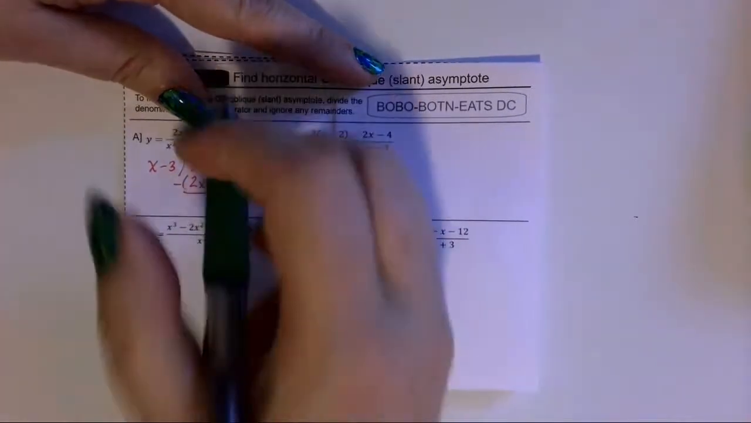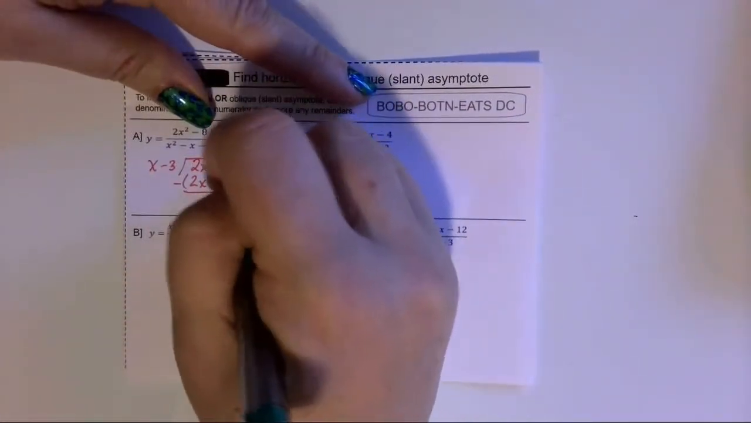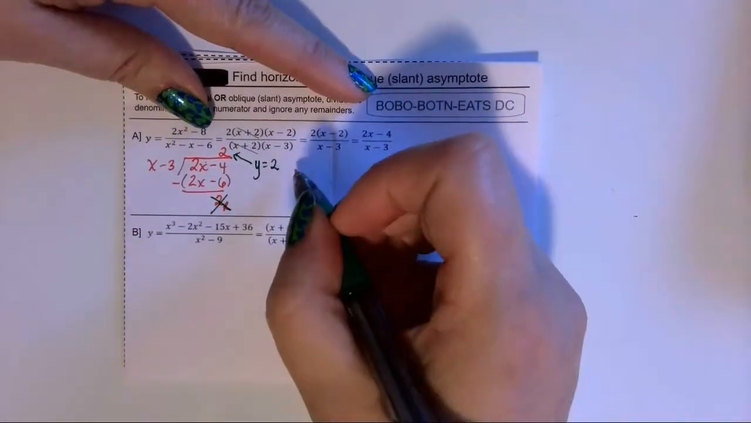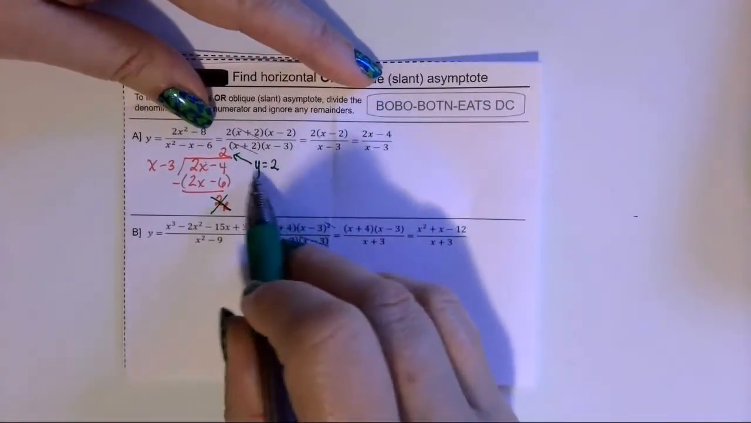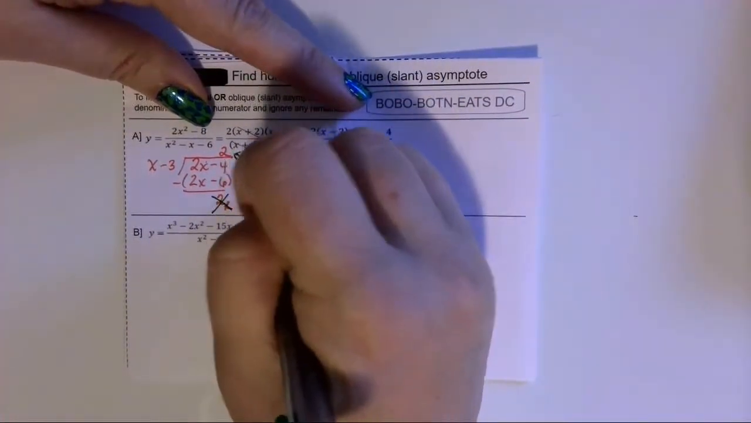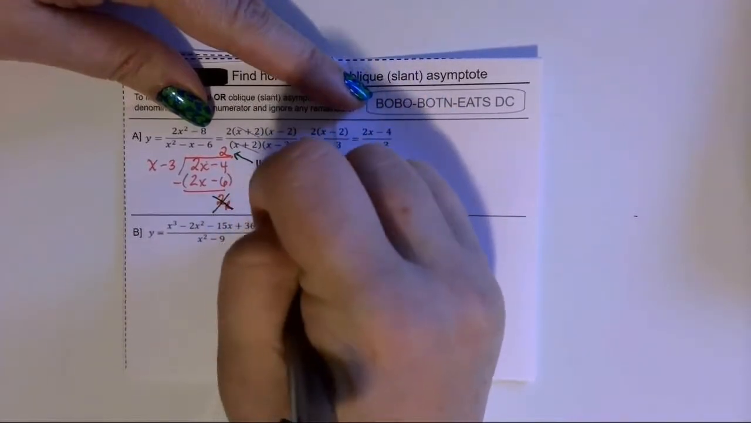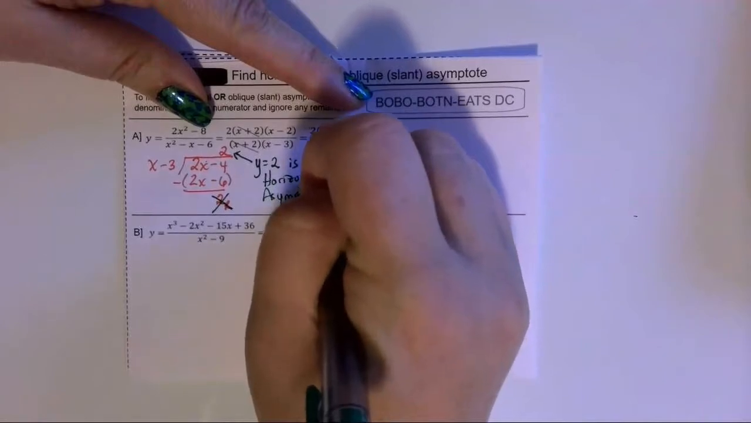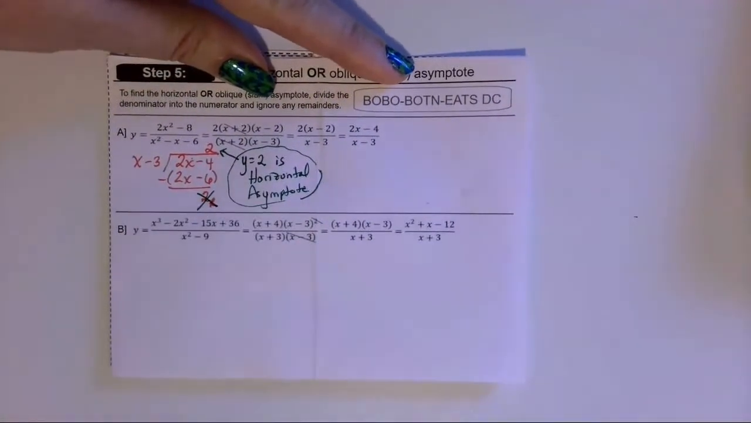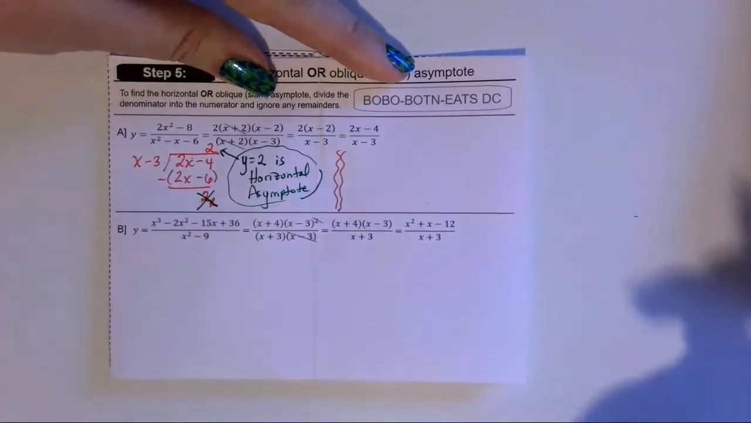Okay, we discard the remainder, and the quotient is the asymptote. So y equals 2 is my asymptote. Since that is a horizontal line, it's a horizontal asymptote. So horizontal asymptote. Okay. And another way that you could have done that was using synthetic division. Right? You don't have to do it both ways. It's just one or the other.